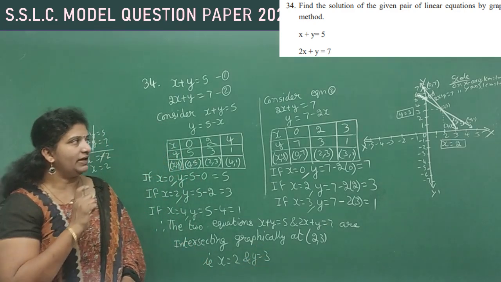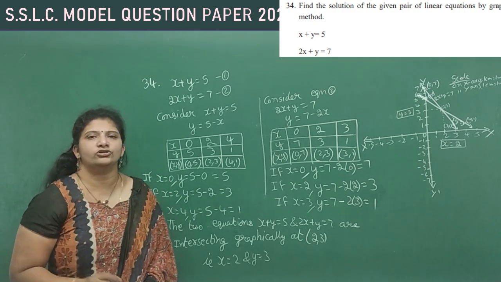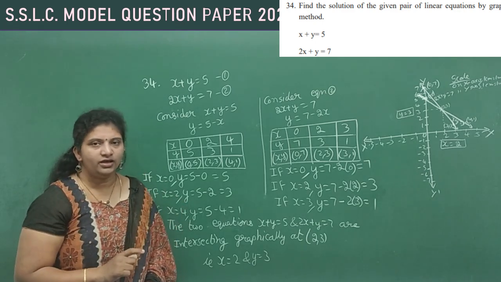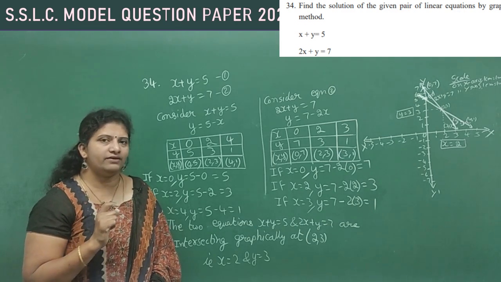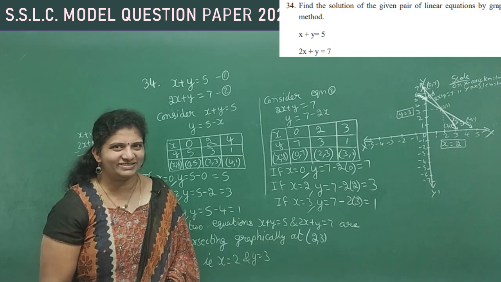See children, if you follow these steps neatly, definitely you are going to score 4 out of 4. I have done it roughly without a graph sheet. You please do it neatly with a dark and sharp pencil and using a scale and all. Definitely you will score 4 out of 4 for this, right?